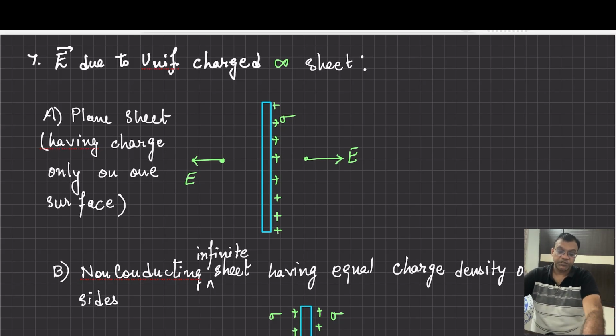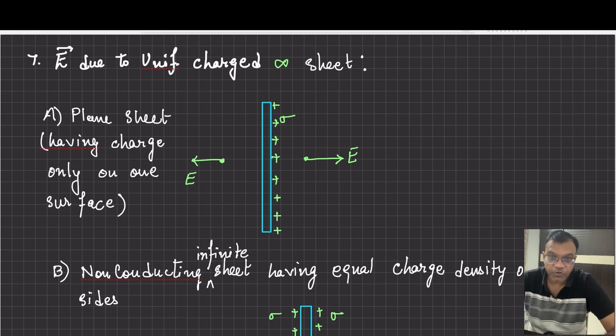Hi students, let's continue our discussion of electric field due to continuous charge distribution. In the last video we have discussed up to the infinite long wire and the finite long wire. Now the next object we are taking is the uniformly charged infinite plane sheet.